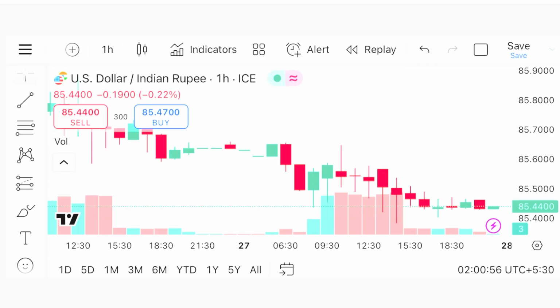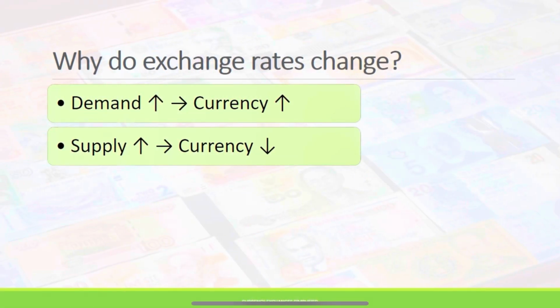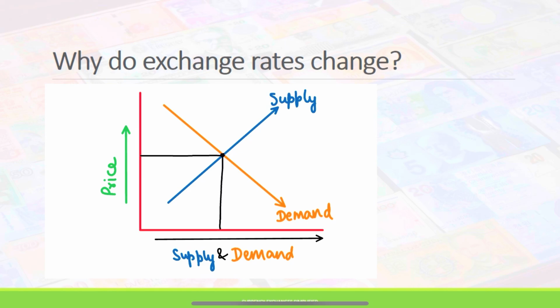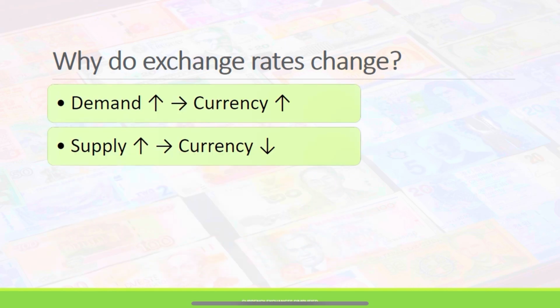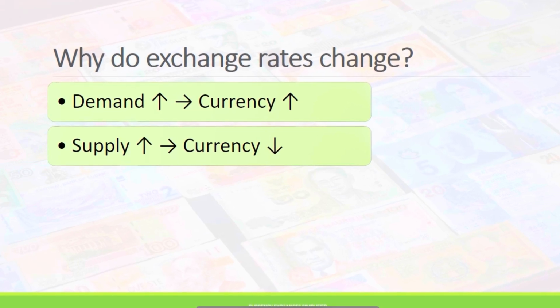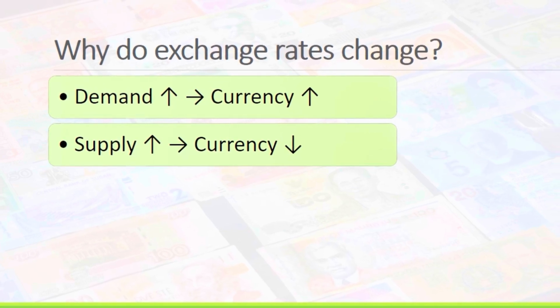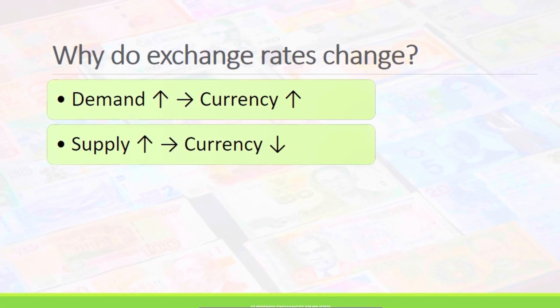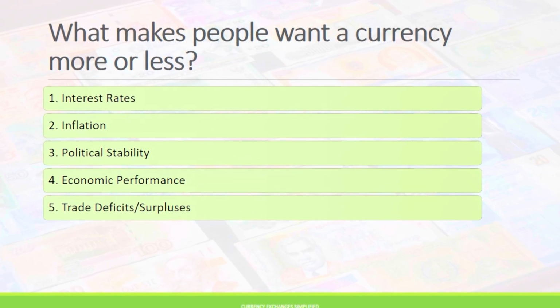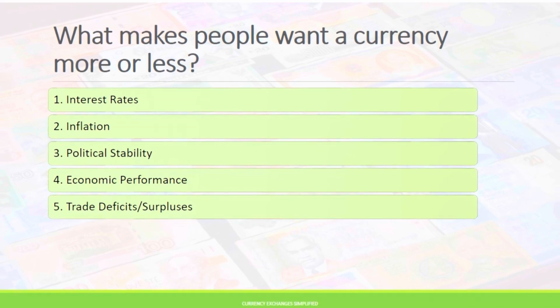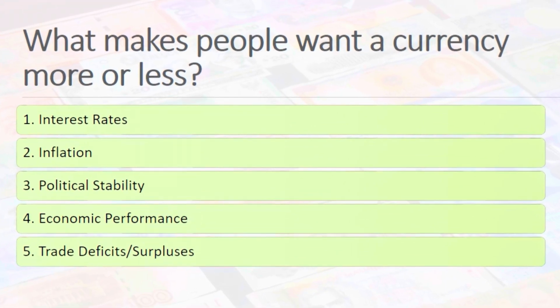Now let's talk about why these rates change every day, and sometimes they even change every hour. So it's all about supply and demand. If lots of people and businesses want US dollars, the demand for dollars increases. And as the demand increases, the dollar becomes stronger compared to the rupee or other currencies. And in the same way, if fewer people want it, the dollar weakens. So now let's talk about some of the main reasons for such currency fluctuations.